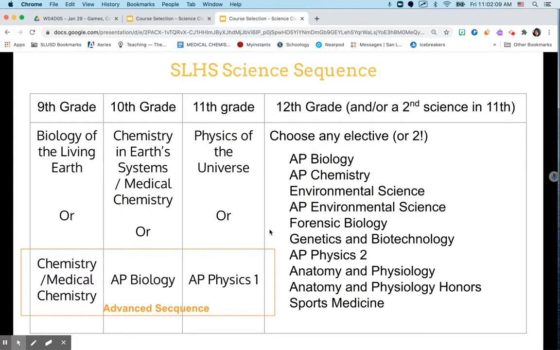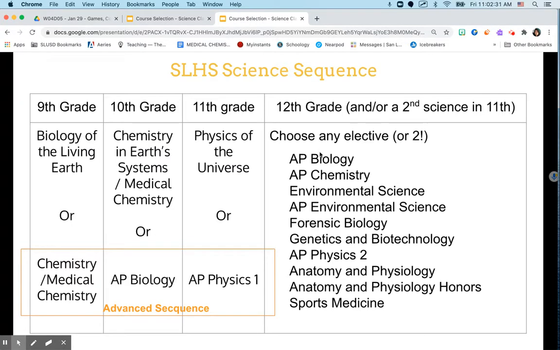Okay, so in general, when you're picking your science classes, this upper track is the usual order of your options. So taking biology in 9th grade, your medical chemistry now. So next would be physics or AP physics. Right, so technically you can take AP physics your junior year as well.